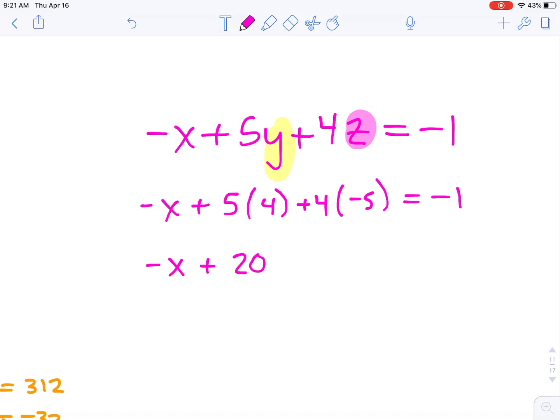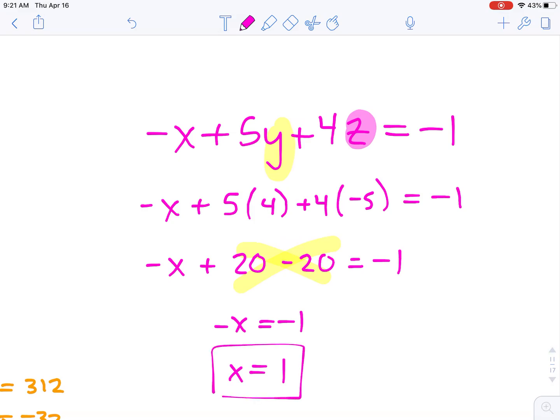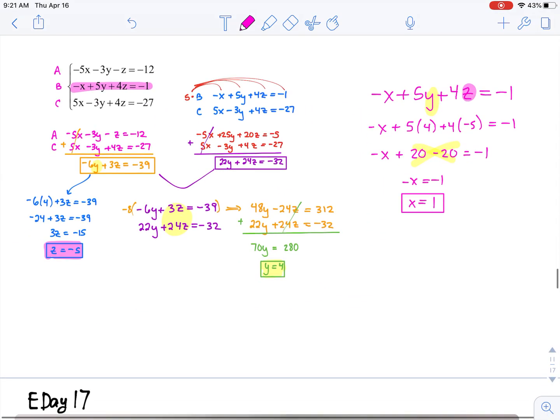So this is 20 and a -20. Those cancel out very nicely, so those will go away. And we have -x equals -1, so x equals 1. Please write your answer as an ordered triple, x, y, z, so 1, 4, and -5.